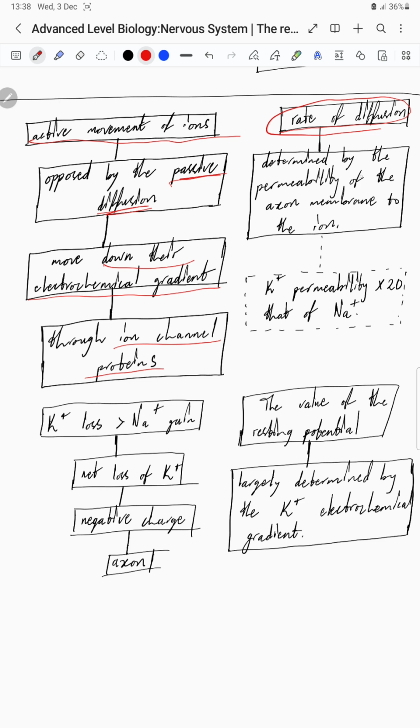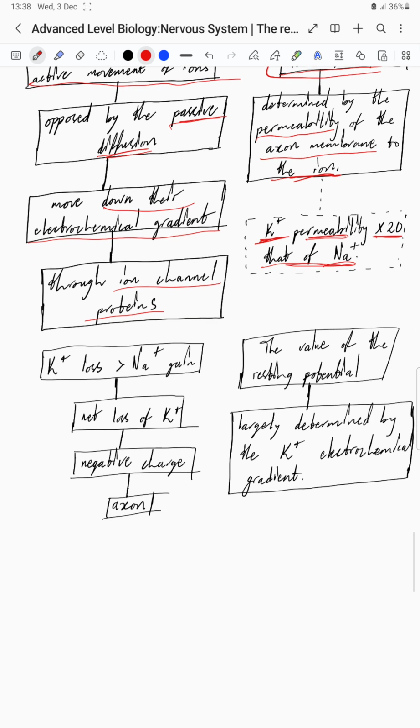The rate of diffusion is determined by the permeability of the axon membrane to the ions. So the axon membrane is more permeable to potassium ions. It's 20 times that of sodium. We'll shortly draw the diagram so that we can fully understand what this will implicate.